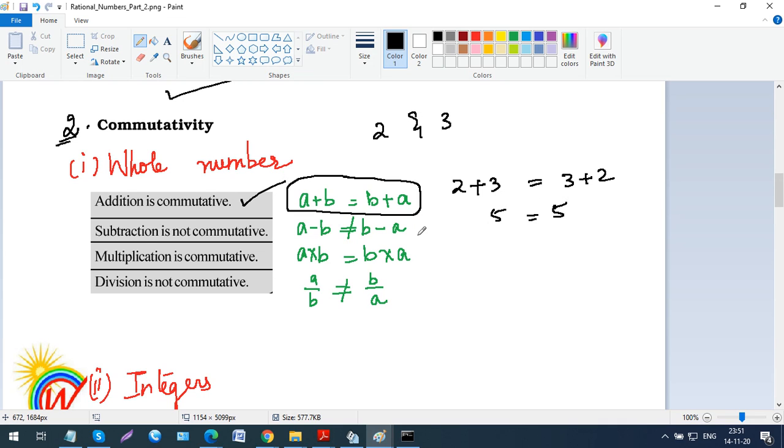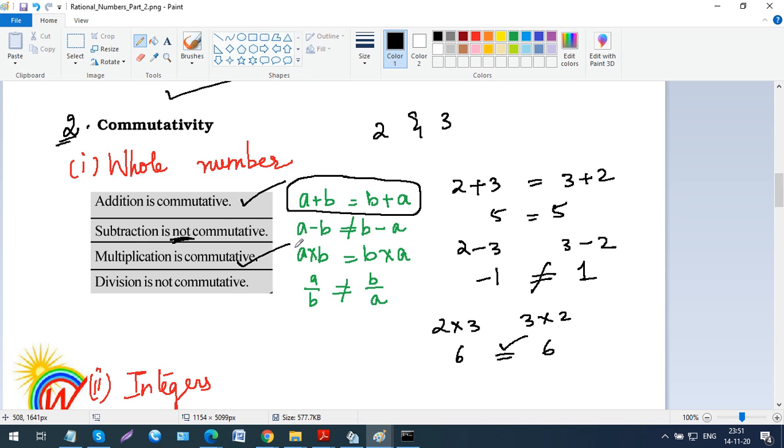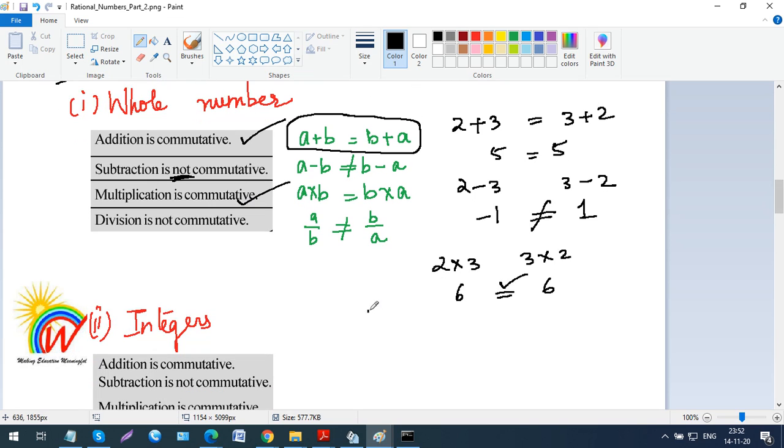Now let's take subtraction, 2 minus 3 and 3 minus 2. If I do 2 minus 3, I get minus 1. If I calculate 3 minus 2, I get positive 1. They are not equal, so subtraction is not commutative. Now multiplication: 2 into 3 and 3 into 2 both give you 6 as the answer. So this is also commutative. And if I talk about division, 2 by 3 and 3 by 2 are definitely not equal, so this is not commutative.